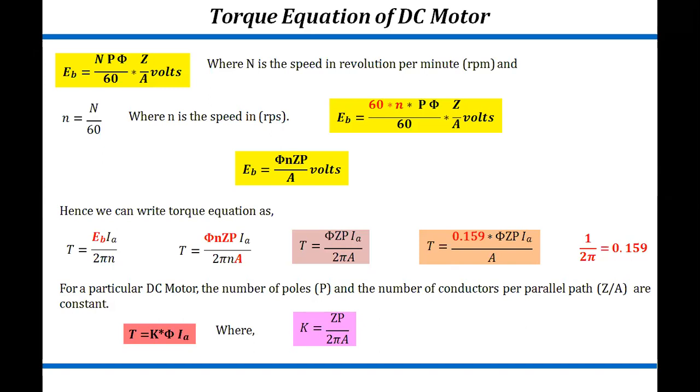Already we have seen how to increase the speed by increasing the armature current. So how can we increase the armature current? By giving the supply voltage. So here we can consider the remaining things as constant.